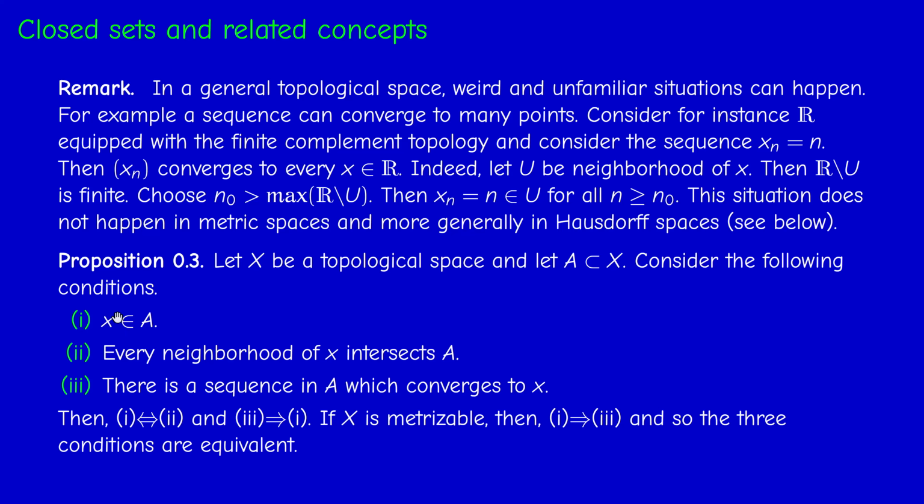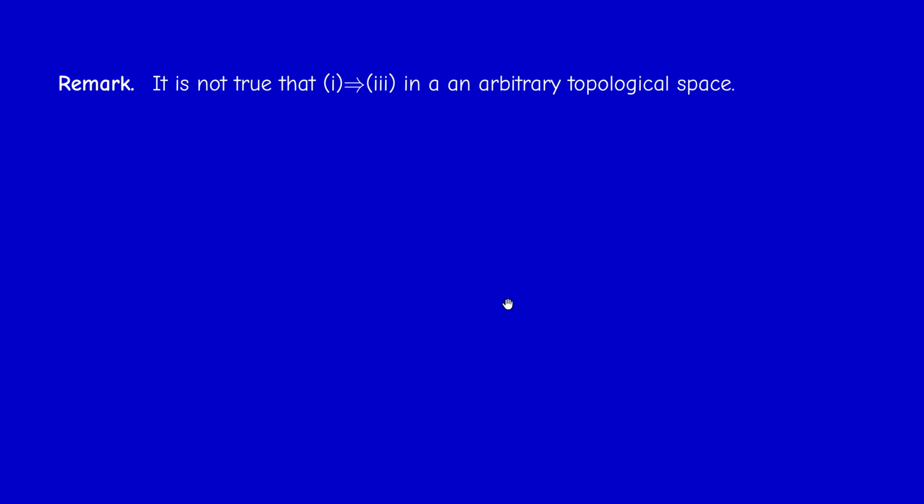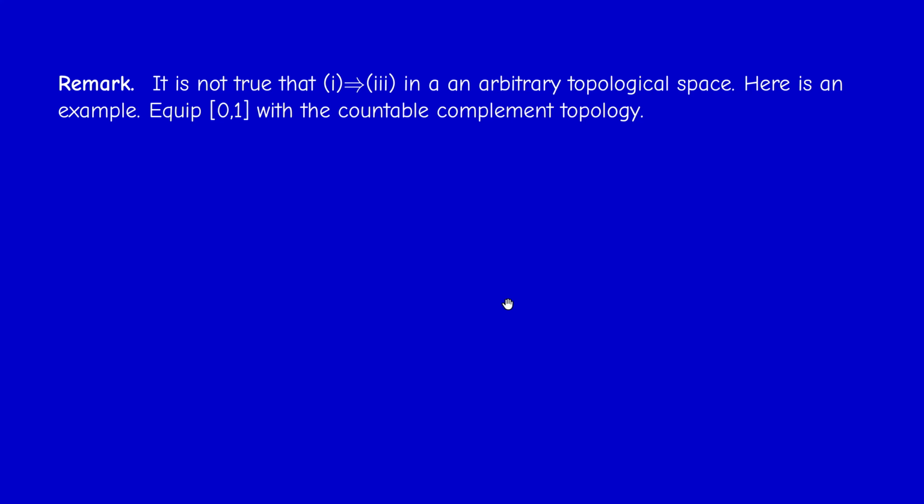Okay, to prove that a point is in the closure of a set, we prove that every neighborhood of that point has an intersection with A. Same proof carries actually. If you look carefully at the proof of proposition 1.8, you can just rewrite it. And in an arbitrary topological space, 1 does not necessarily imply 3. And here's an example.